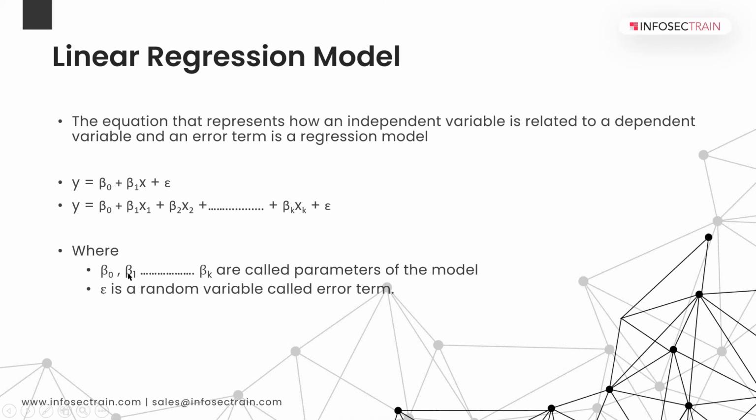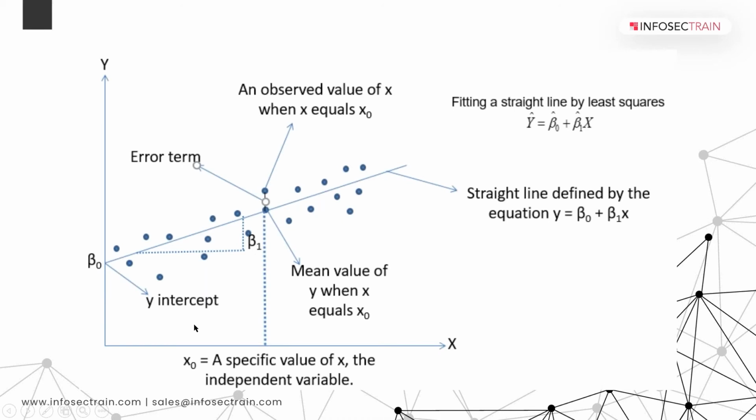So beta naught, beta 1 and all these beta values are nothing but the parameters of the model, or you can say the coefficients of the model, and epsilon is the error term. Because in real life we are dealing with real-life data sets, error is always there. That's why I added one term there, epsilon.